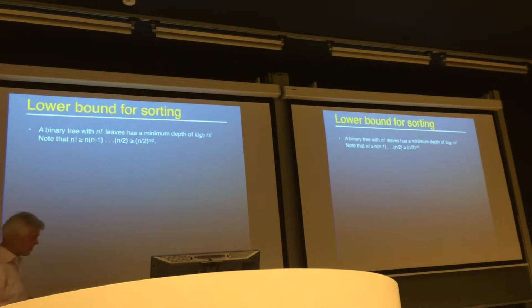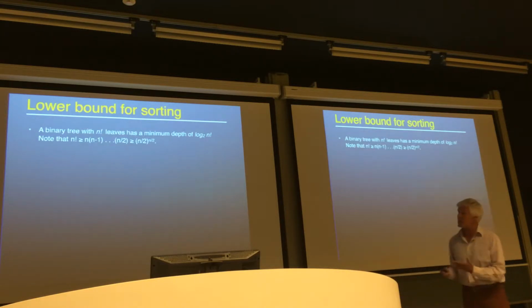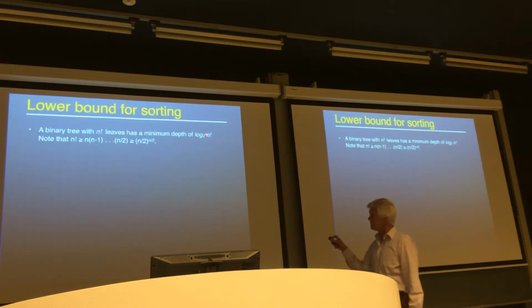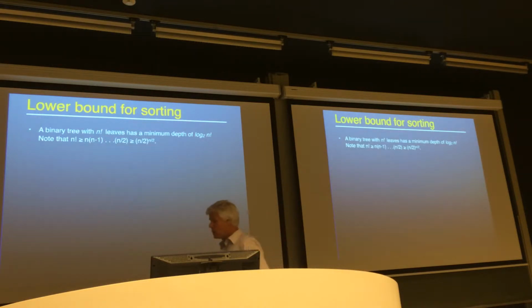If you have such a binary tree of n factorial leaves and the tree is balanced, then in principle you can compute its depth. And this depth is log n factorial. Well, you know that n factorial is at least as large as n times n minus 1 times n minus 2, and then you forget the rest. And this, of course, is dominated by n divided by 2 to the power n divided by 2, because there are n divided by 2 entries.